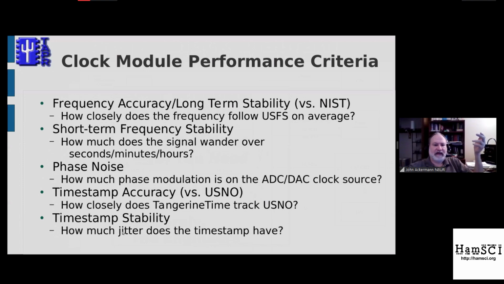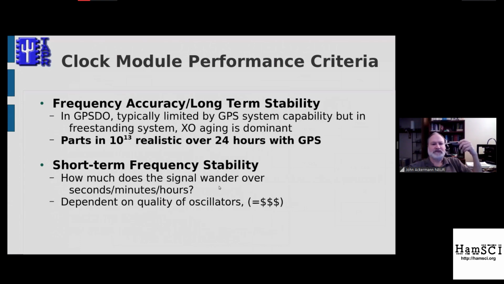Then there are 2 other aspects, which are the accuracy of the timestamp. In other words, how closely does the time on the Tangerine track U.S. Naval Observatory, which is the U.S. time standard. And then finally, just as with frequency, there's accuracy, but there's also stability. How much jitter is there on the timestamp signal? And so those 5 characteristics are the ones that we need to understand in order to do the final design of the clock module. So talking about them in sequence, the first is the frequency accuracy and the long-term stability.